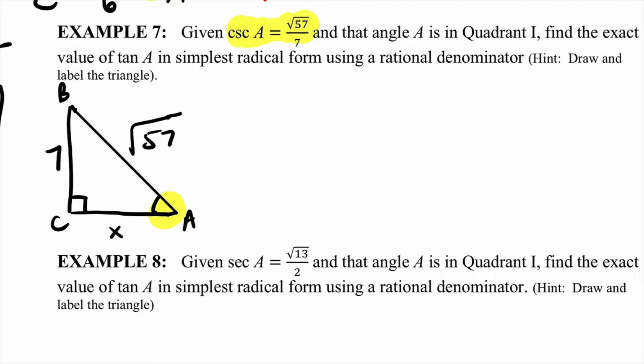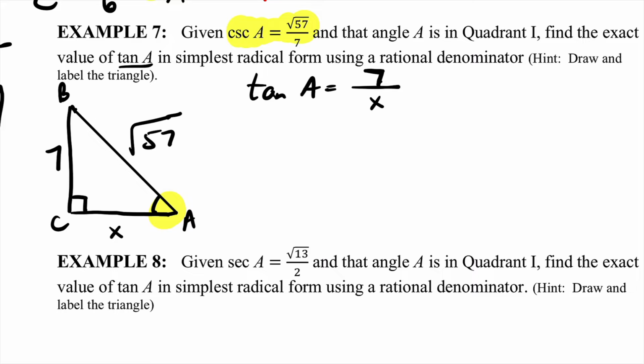Okay, so now I'm going to answer the question. The question is, what is tangent of A? Tangent is opposite, which from A, the yellow, is 7, over adjacent, x. I don't know that. Okay, we'll finish it out. I need to know it.